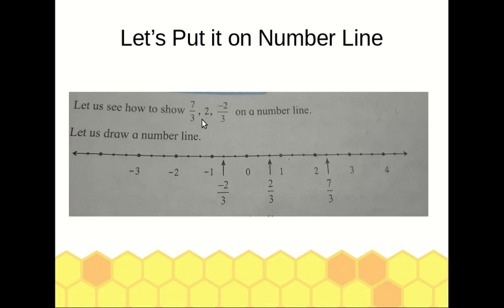Now second is 2. 2 is a whole number. It is not that much difficult. 2 is a whole number, so we can directly show this 2 as a 2. We can give the name B, C or any letter.